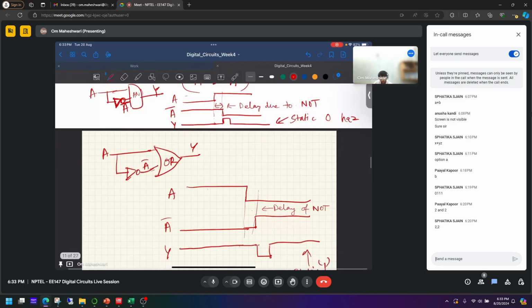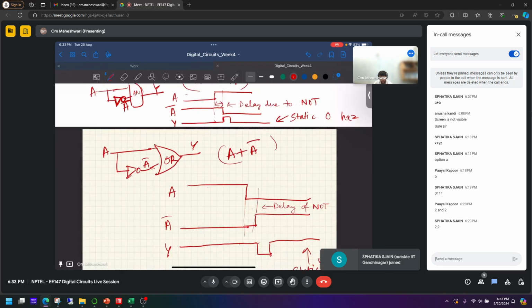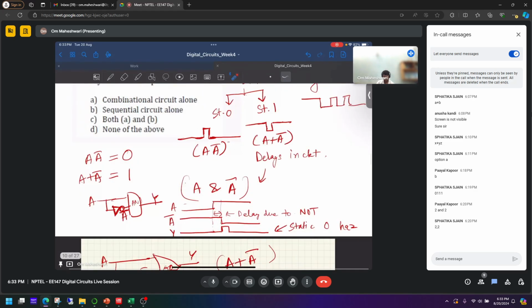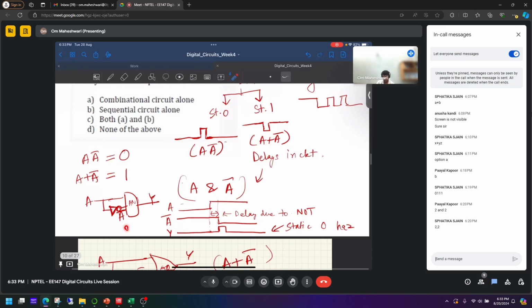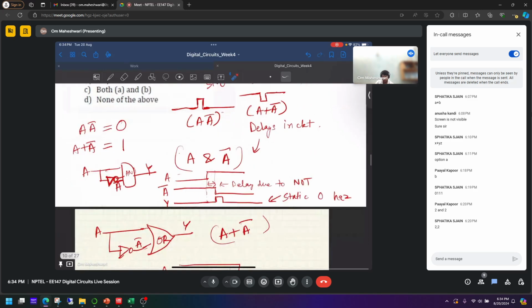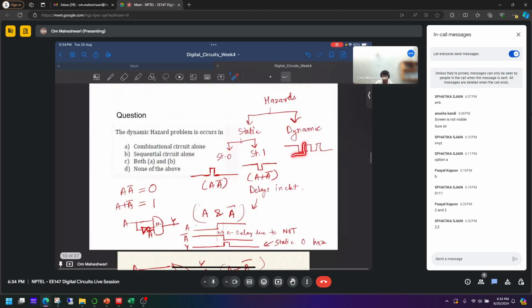which is associated with A plus A bar, right? You are doing A plus A bar here. So whenever in an expression you are getting A plus A bar, there is a chance of static 1 hazard. Whenever you are getting A and A bar, there is a chance of static 0 hazard. And dynamic is simply a combination of both. That's why you get these multiple on and off. So in dynamic, you have A bar plus A. Whenever you have these kinds of variable expressions, you can have a dynamic hazard.